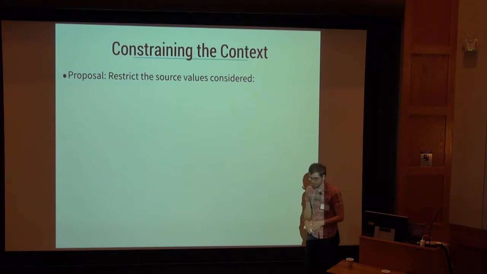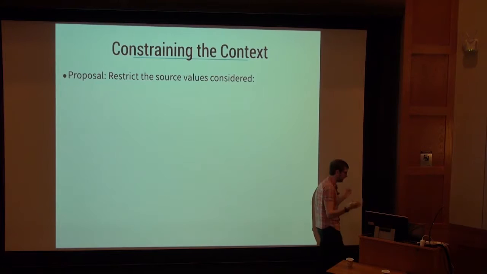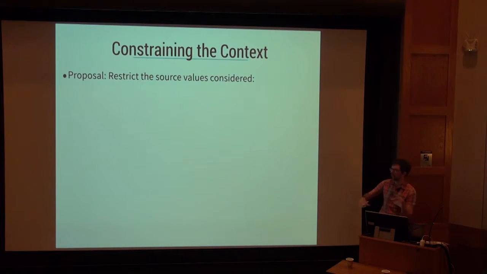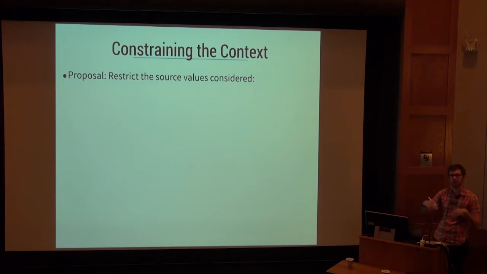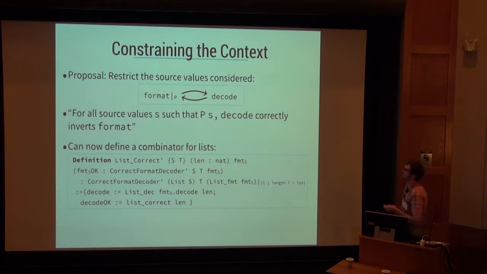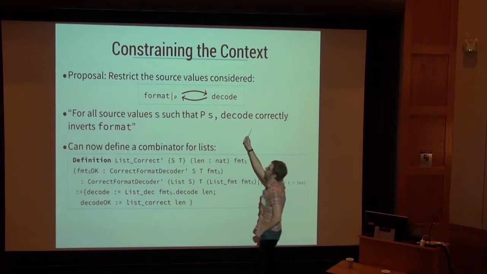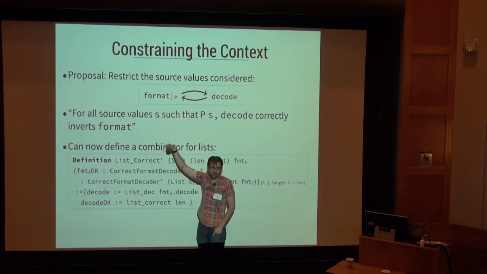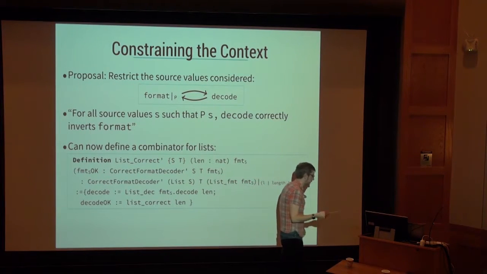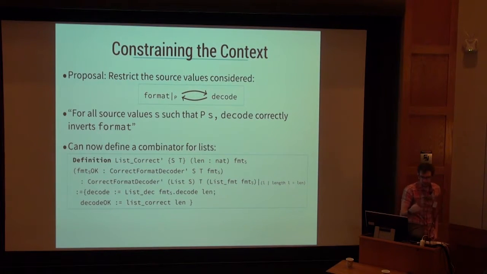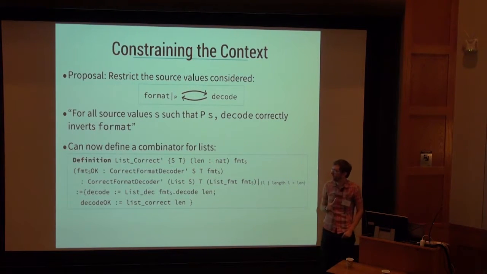If we're worried about talking about particular restrictions on the source value domain when we're relating decoders to formats, why don't we just restrict this statement? Why don't we tweak the definition of our round trip property so it can incorporate information about the source value? In other words, let's define this round trip property with an extra predicate p, and the correctness of a format will only be considered with respect to source values that satisfy that property. In other words, for all source values s such that s satisfies p, provably, decode is going to correctly invert that format.